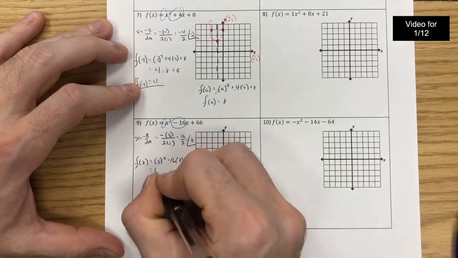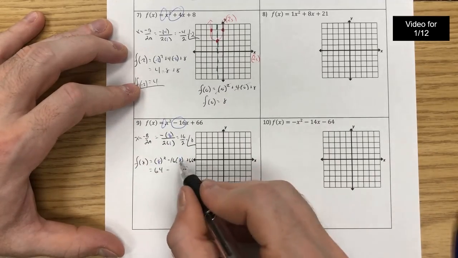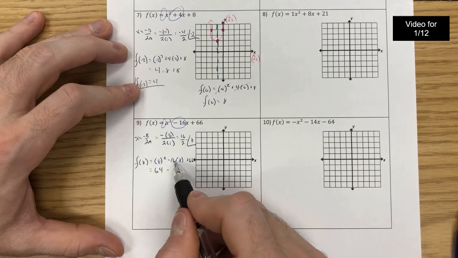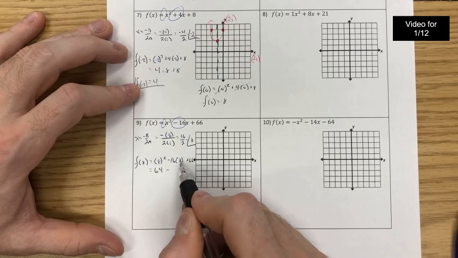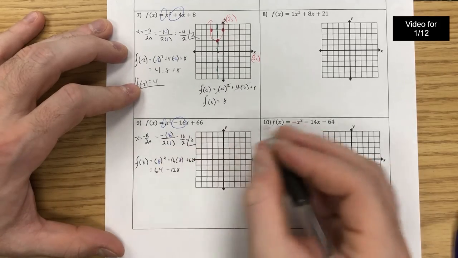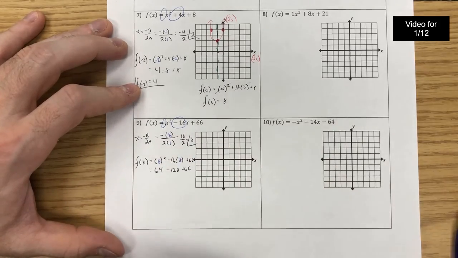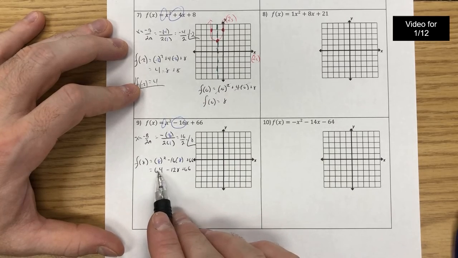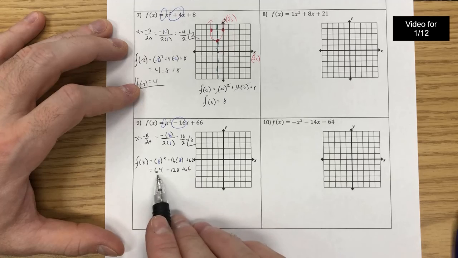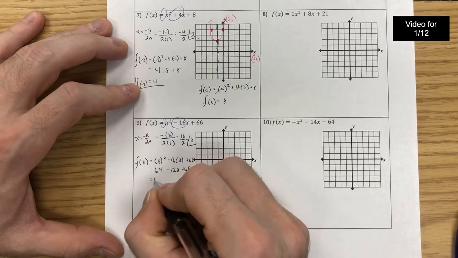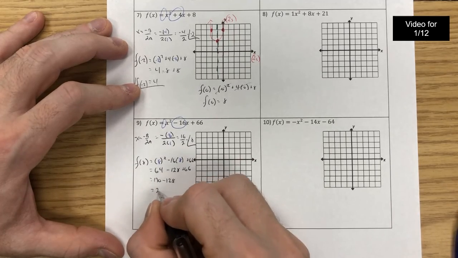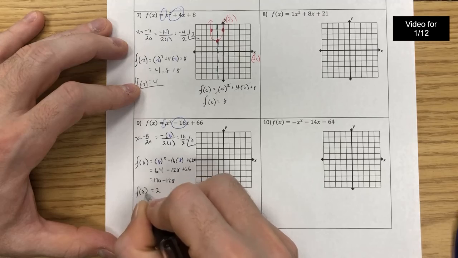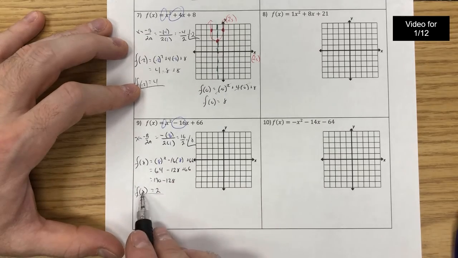See, 8 squared is going to give me 64. 16 times 8, okay. Well, 6 times 8 is 48. 10 times 8 is 80. 80 and 48 make 128 plus 66. I'm going to kind of skip around this and say 64 plus 66. 64 plus 6 is 70. 70 plus 60 is 130. 130 minus 128 is 2. So my vertex is at 8, 2.